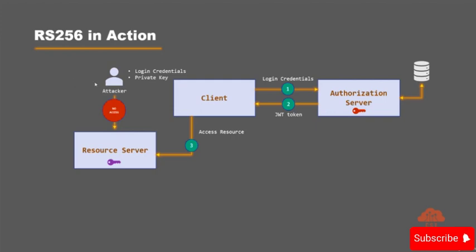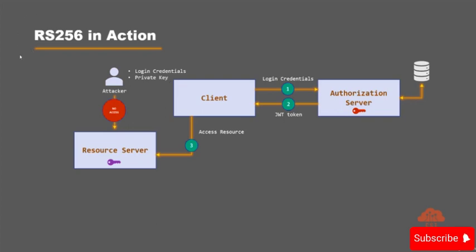For the attacker to successfully access these resources, either he needs to have valid login credentials so he can present them to the authorization server and then get a valid JSON Web Token that he can present to the resource server. Another option is that he needs to get access to the private key, which is available only on the authorization server. He needs to somehow compromise the authorization server and get access to the private key so that he can create his own JSON Web Token.